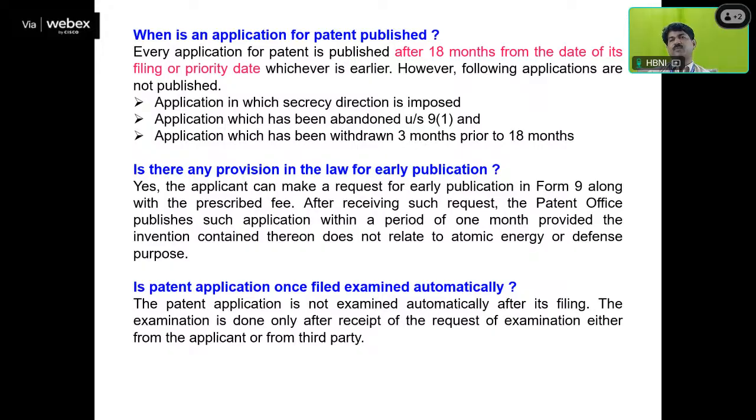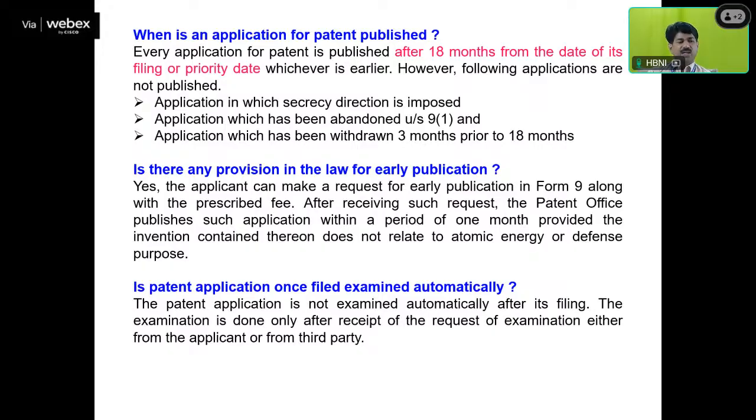Form 9 is the form, whatever application we send for patenting. Form 9, along with the prescribed fee, has to be paid for early publication. After receiving such a request, the patent office publishes the application within a period of normally 1 month, provided the invention does not relate to atomic energy or defense purposes. If it is not related to atomic energy or defense purposes, they can publish it within 1 month. Otherwise, the 18-month period is the normal route and 1 month is the early publication route.